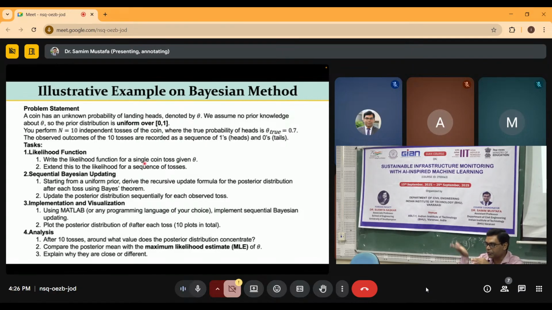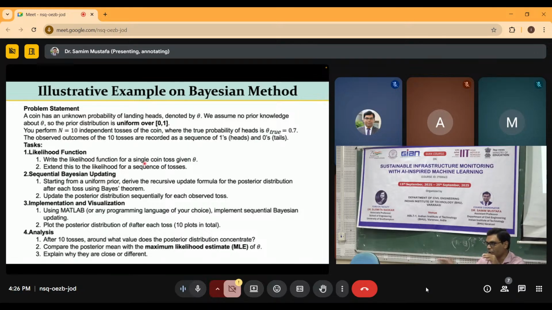So subsequently, you will do this exercise 10 times, one by one, and by the end of each test, you will update that theta, the unknown probability of landing head, after every test. And that will update your probability of head based on the observed head or tail. Okay, is the problem statement clear?